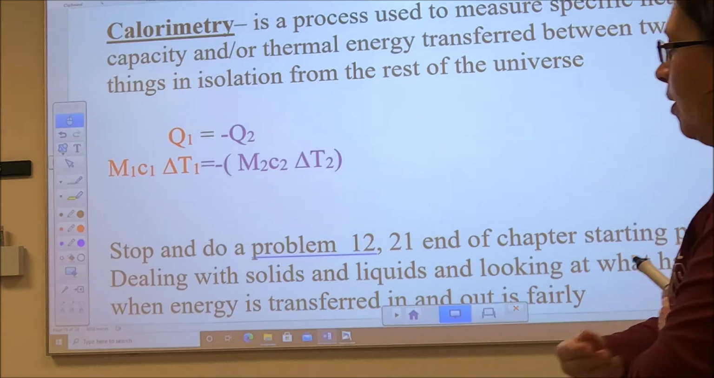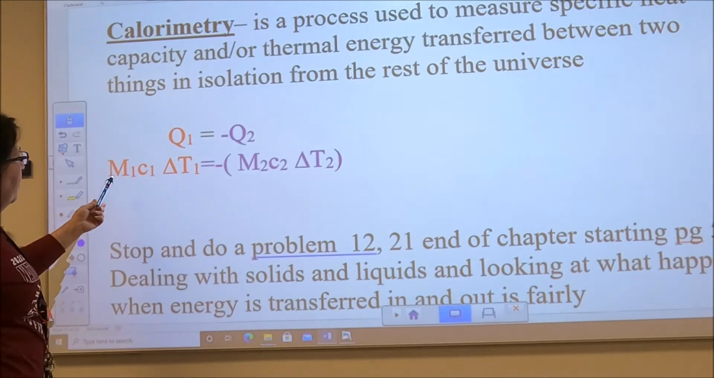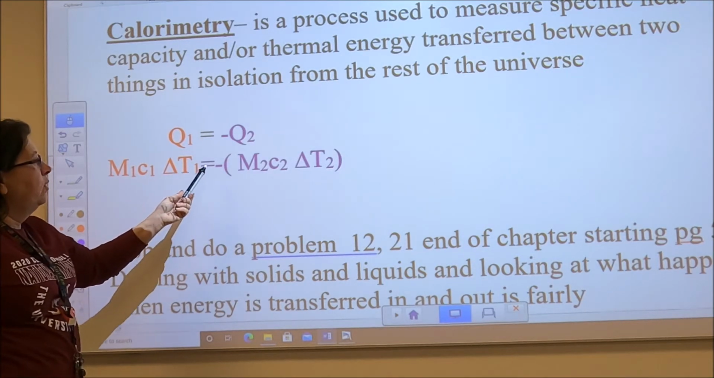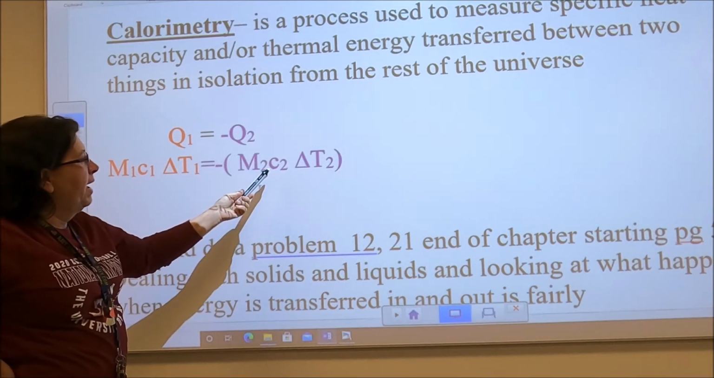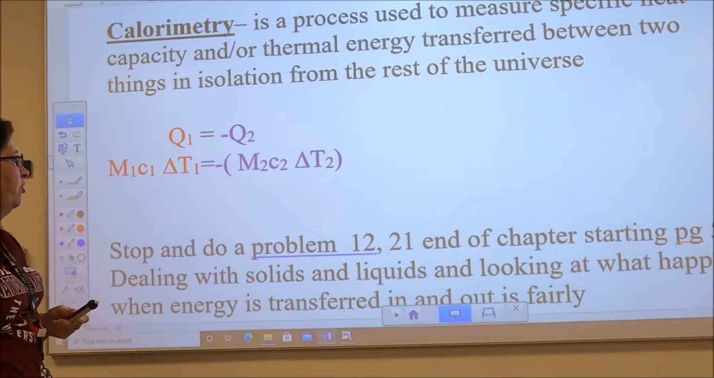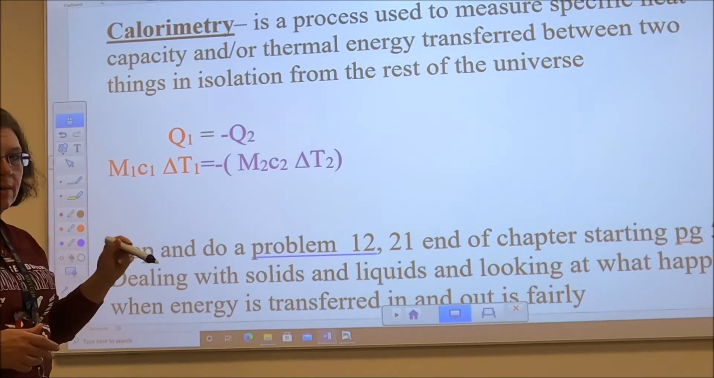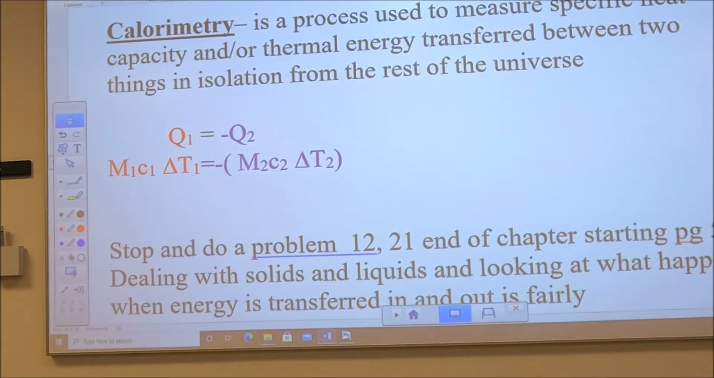So in a calorimetry problem, mass of object 1 times heat capacity of object 1 times change in temperature of object 1 is going to equal mass of object 2, heat capacity of object 2 times change in temperature of object 2. The key thing to remember in calorimetry is that this thermal energy transfer is going to continue until the two things reach the same temperature. Okay? Once they reach the same temperature, the transfer stops. So let's look at a calorimetry problem.